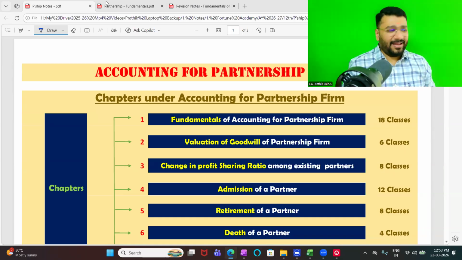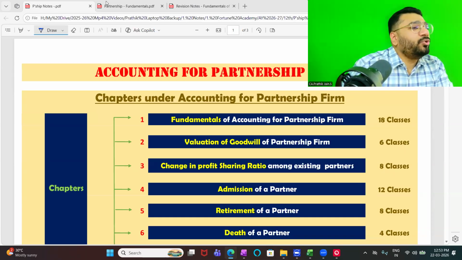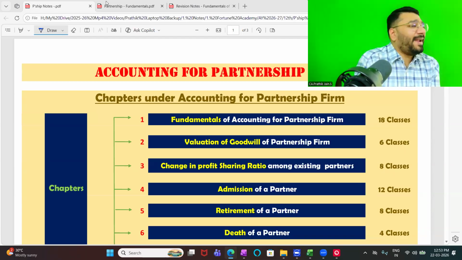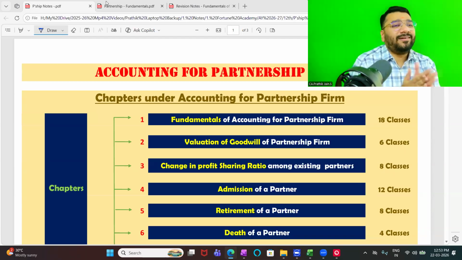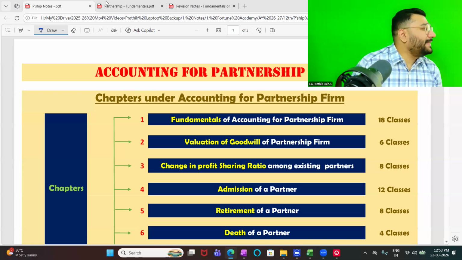Much better. Now, guys, today we're beginning with a brand new chapter. What brand new chapter? The syllabus itself is brand new for us. So today we're going to commence with the accountancy syllabus of 12th standard, which is the partnership series.